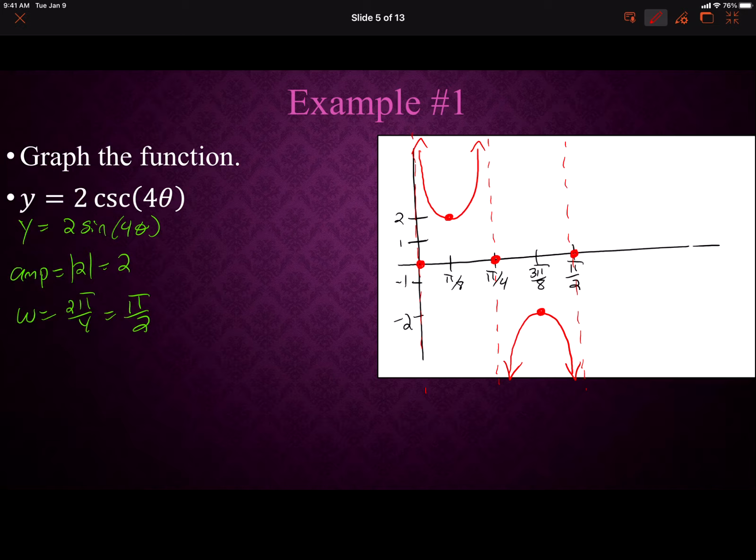And that's all we've got to do. If we were to, again, extend the sine curve in both positive and negative directions, you'll just create more U's and more vertical asymptotes based on that information.